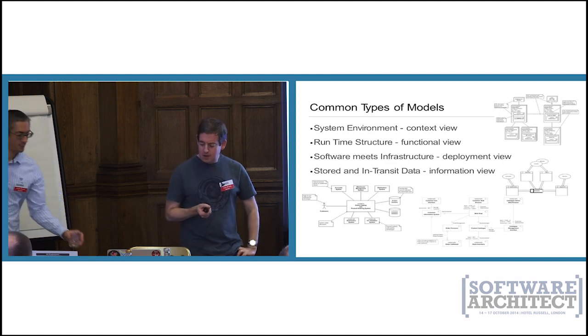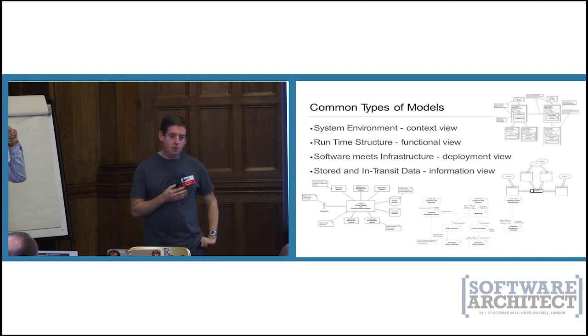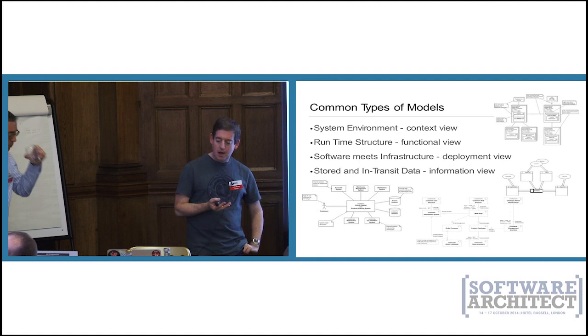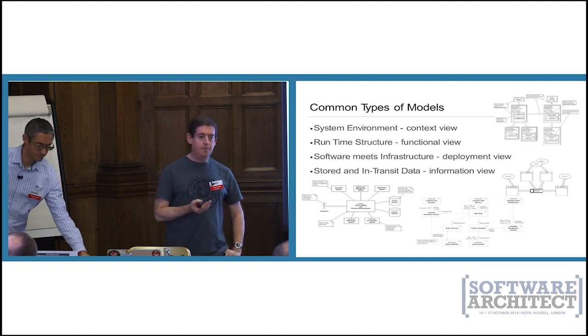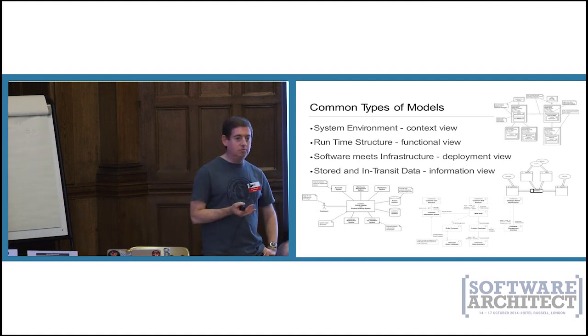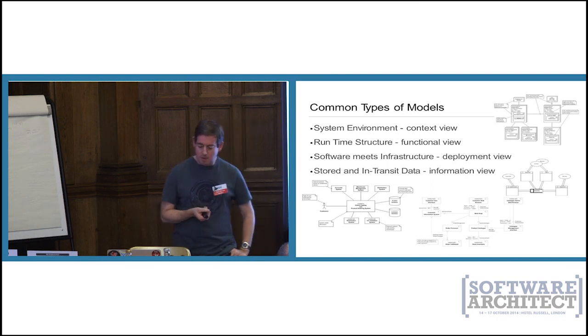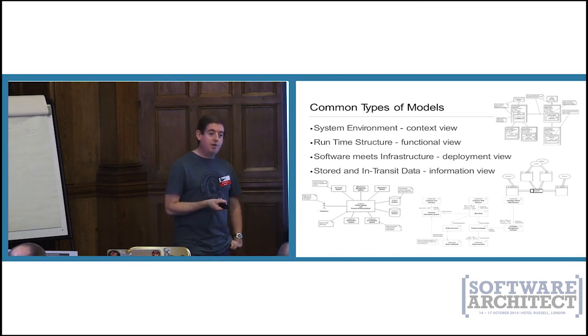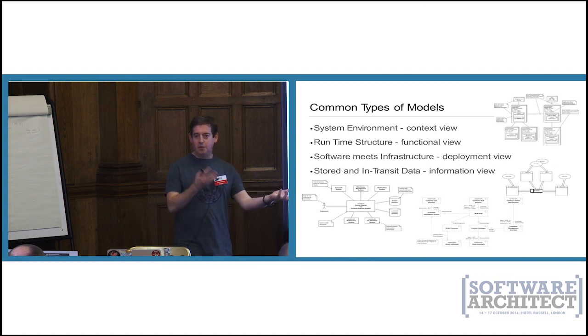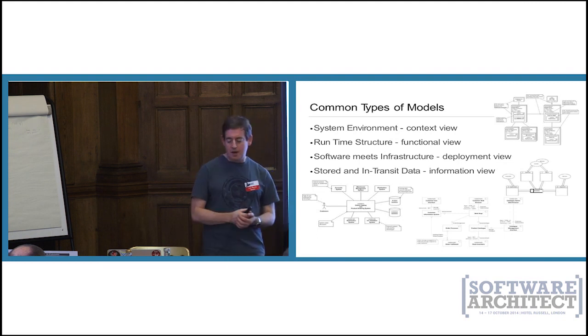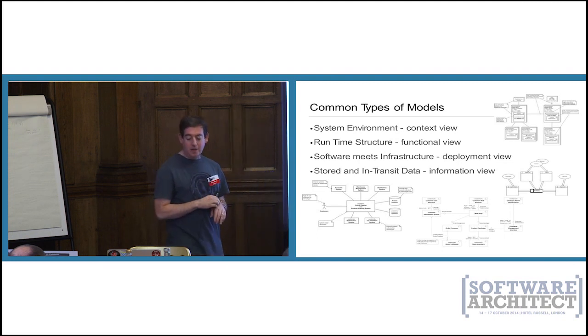Some kinds of models that I want to be able to produce, these are ones that I actually need in my day-to-day work. I need to describe the system environment, so that's a kind of context model, a bit familiar from a moment ago. And I want to know what the runtime structure of my system is: what things run, what services do I have? Do I have analysis services running, which is a different thing from some kind of user interface services element? So I call that functional. It's the functional pieces.